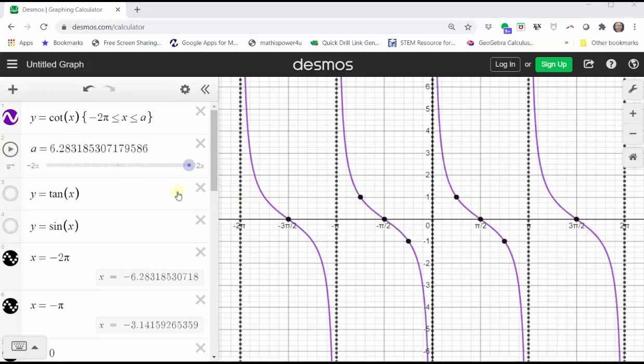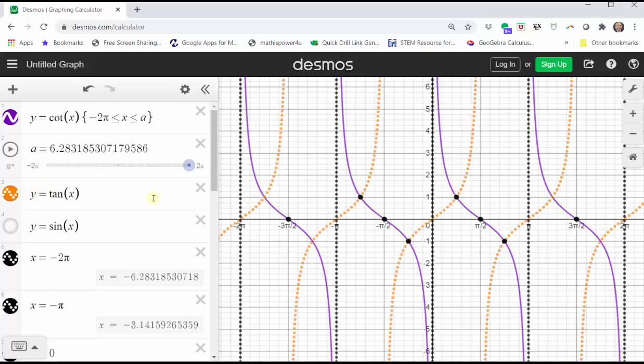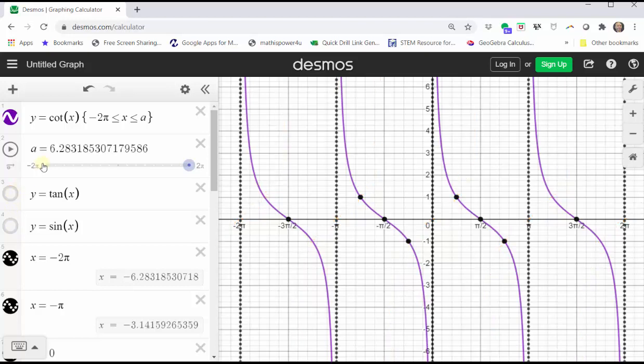One more connection we might want to make is notice how each piece of the graph of the tangent function increases from left to right, but each piece of the graph of the cotangent function decreases from left to right.